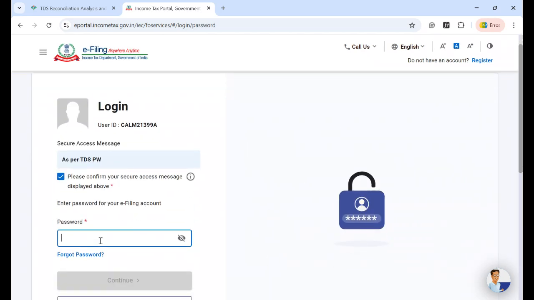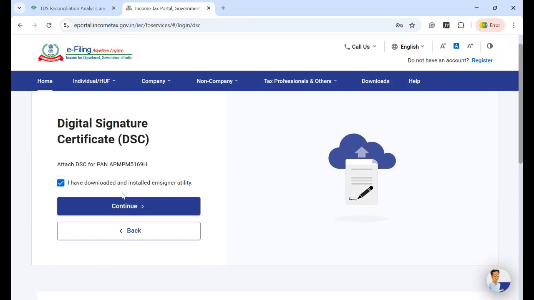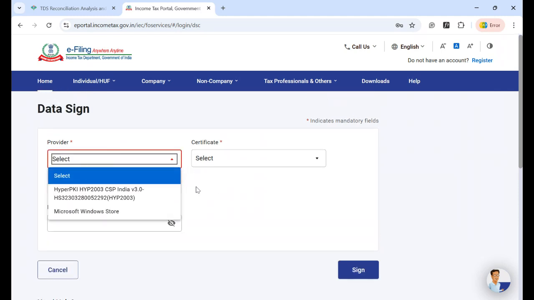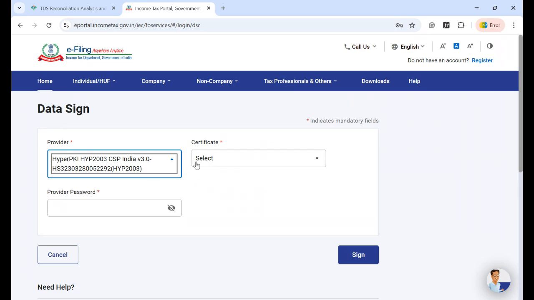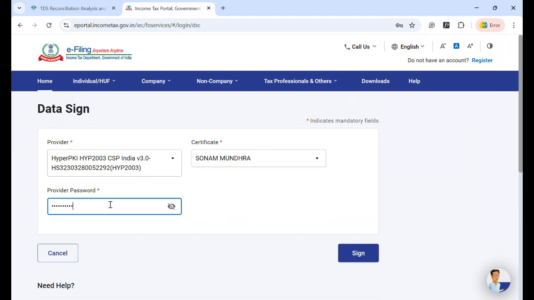Continue. Need to provide the password. They are asking for a registered DSC. We need to register my DSC using this registered DSC. Continue. I have downloaded a software called emSigner. It is available in the income tax portal itself. Continue. We need to select the digital signature. This is the name of the provider, and this is the signature I need to use. Then provide the password of the digital signature. Then I sign it.